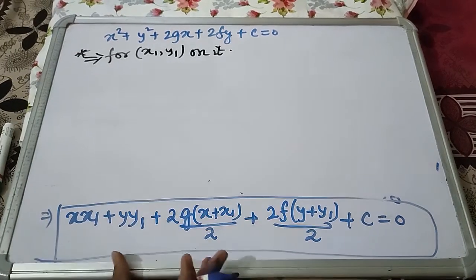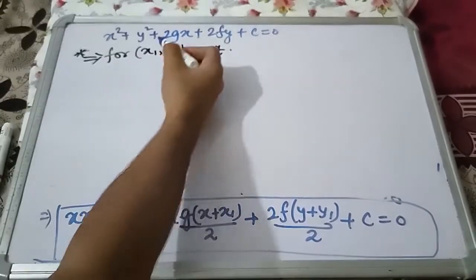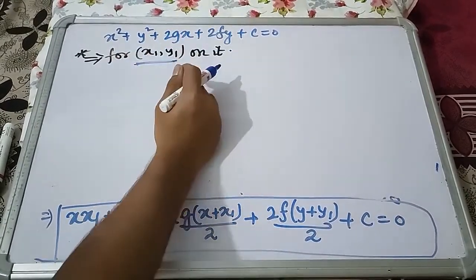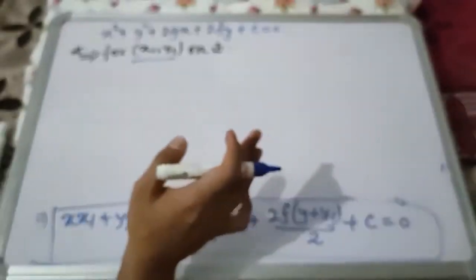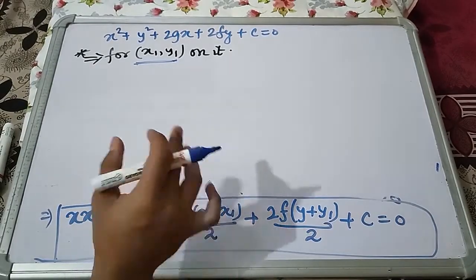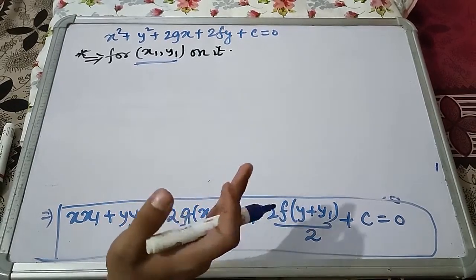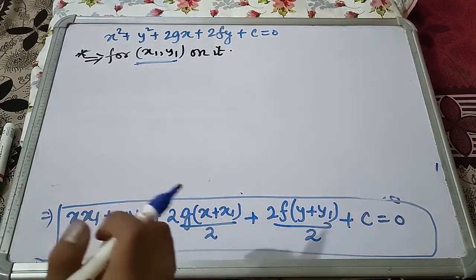So what we have found is, for this circle x square plus y square plus 2gx plus 2fy plus c, and for a point x1 y1 on it, the point should lie on the circle. This is a very important condition, because if it does not lie on the circle, this transformation will not lead us to the equation of the tangent, but to the equation of the chord of contact. If you have already studied this, I think you understand what I mean. I will also explain it a few minutes later.